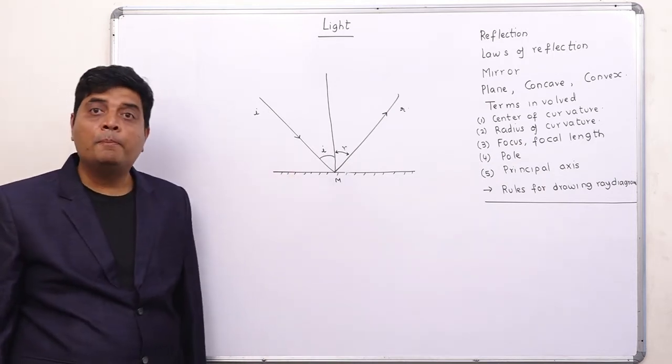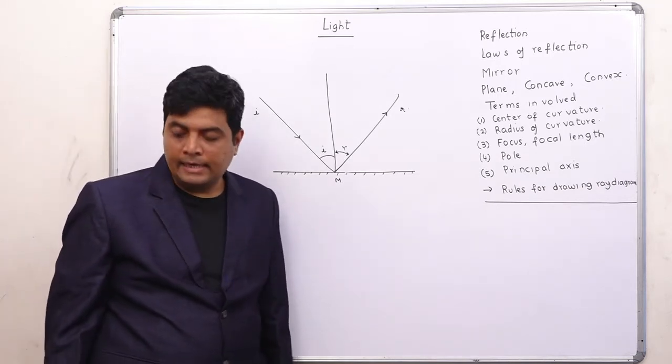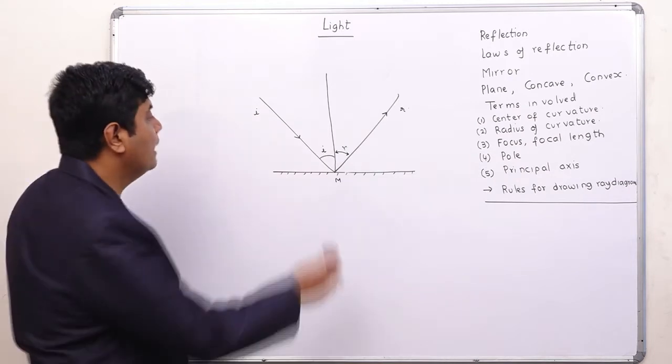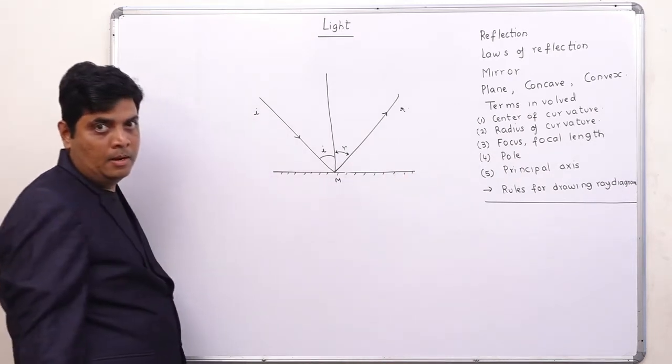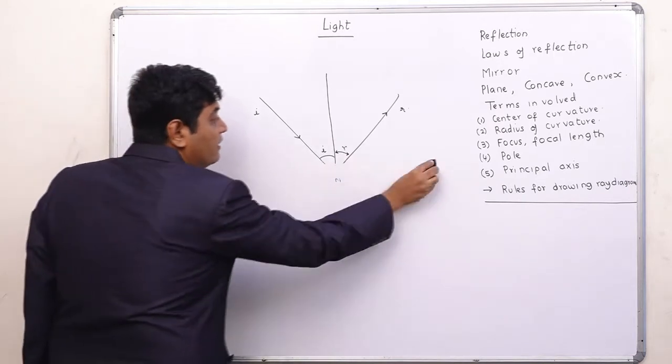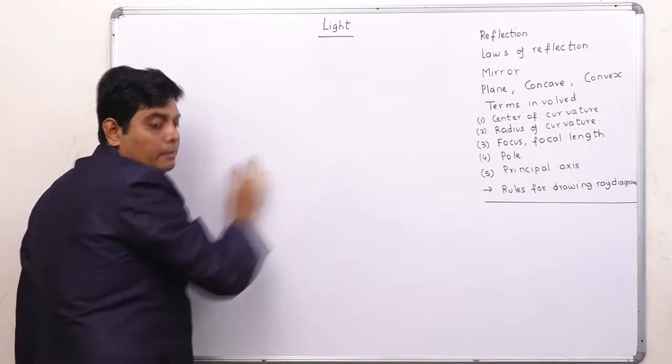We have studied about plane mirrors. Now we are going to study about spherical mirrors. In a plane mirror, the reflecting surface is plane. But if the reflecting surface is curved, it is not plane, then they become spherical mirrors.